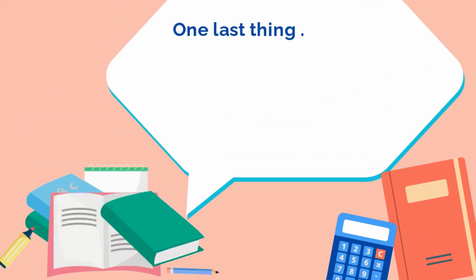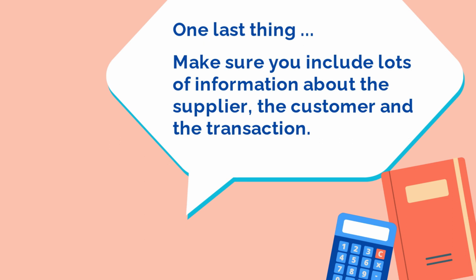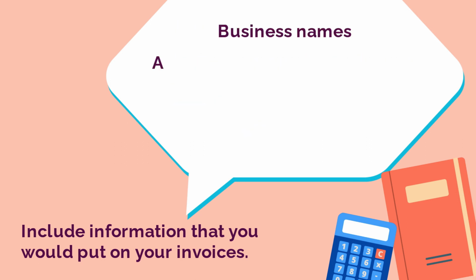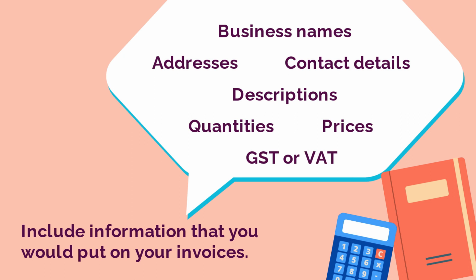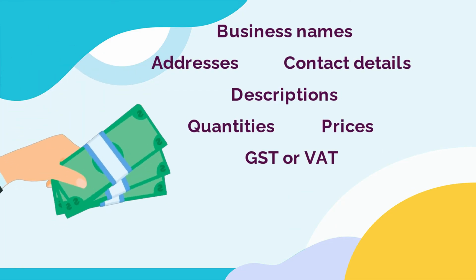And one last thing about debit notes, and that is to make sure they contain lots of information about the supplier, the customer, and the transaction. A good rule of thumb is to include similar information on your debit notes that you include on your invoices, such as business names, address and contact details, descriptions, quantities and prices of goods and services, and relevant tax amounts such as GST or VAT. The more information you include, the better your audit trail will be.